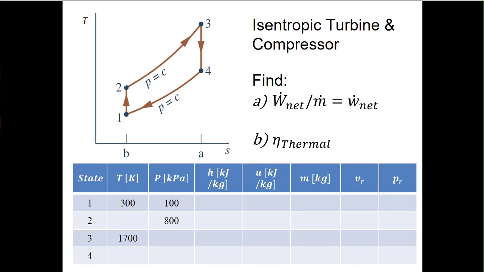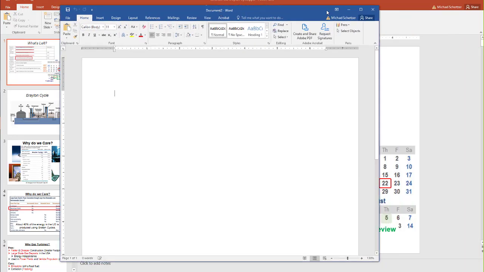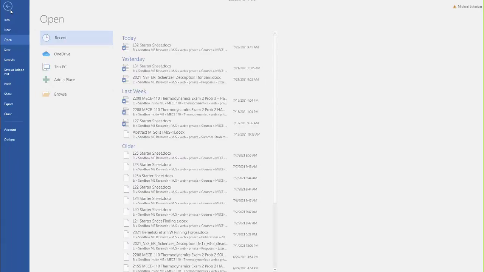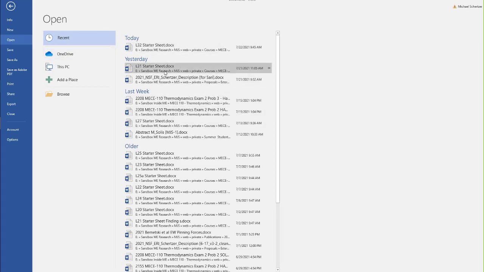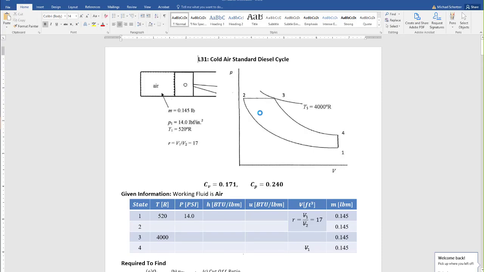So let's go through an example. I'll see if I can get my writing tablet to work here. This is going to be an ideal Brayton cycle with 4 components. I think this is the right one.